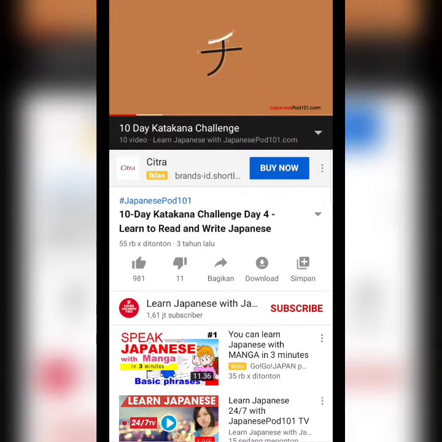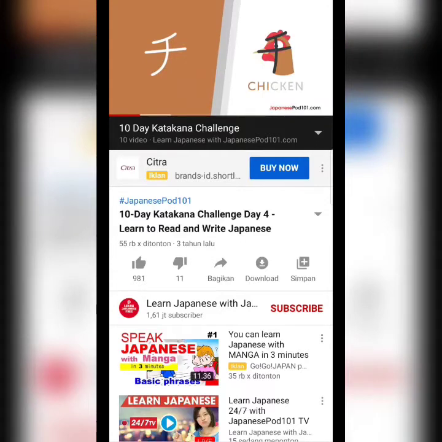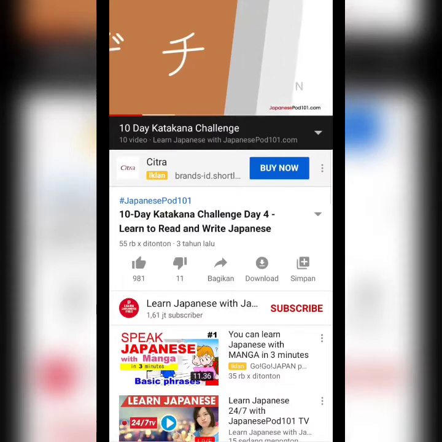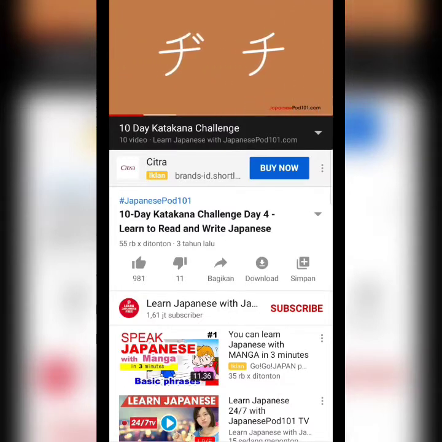Okay, next up is the katakana character chi. Try to imagine katakana chi as a chicken. Now, let's add a dakten to chi. Remember, it's not pronounced di. Actually, chi with a dakten is pronounced as ji. Just like its hiragana counterpart, ji is very rarely used.